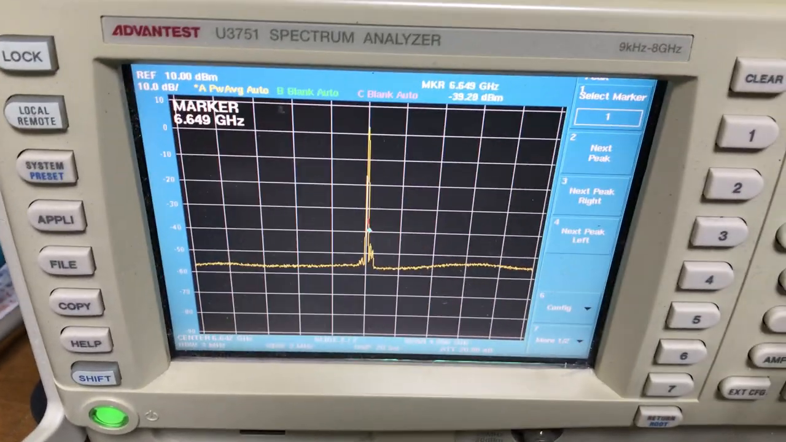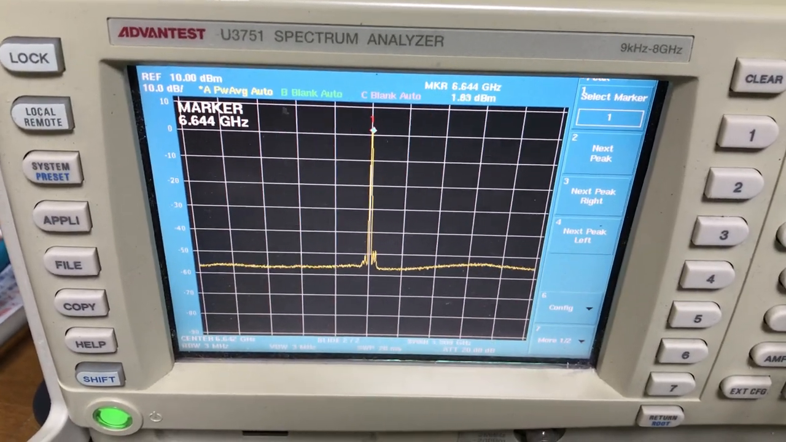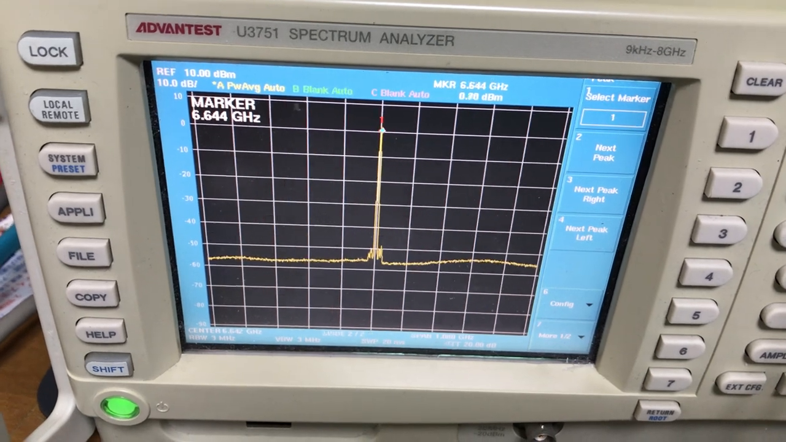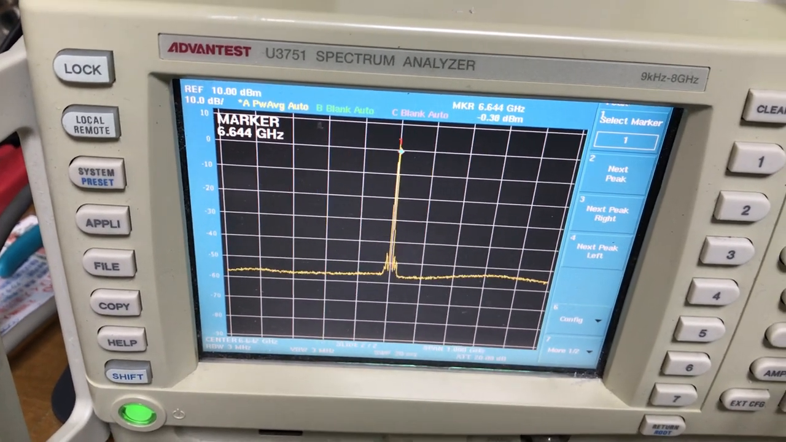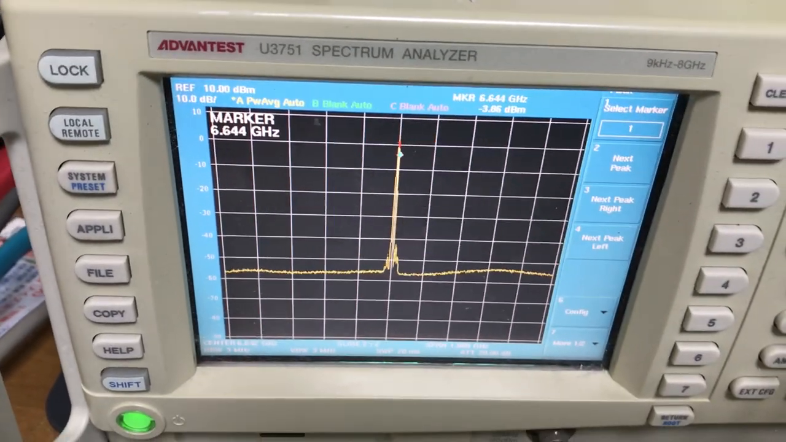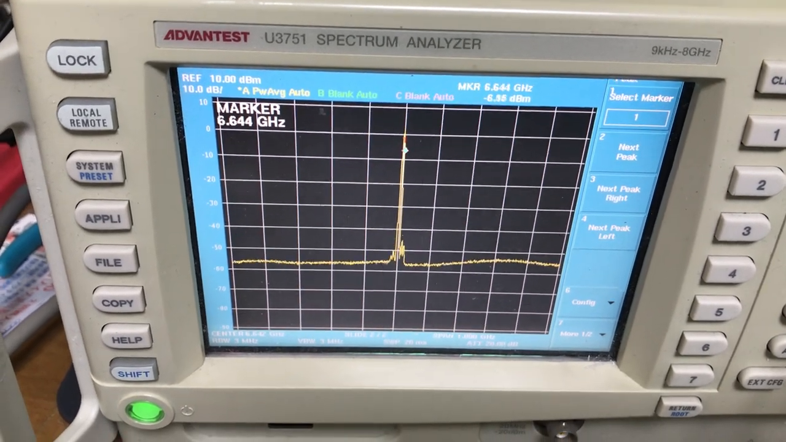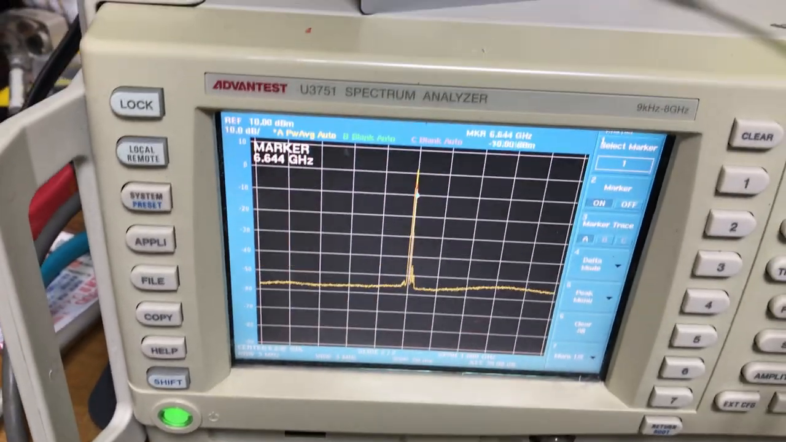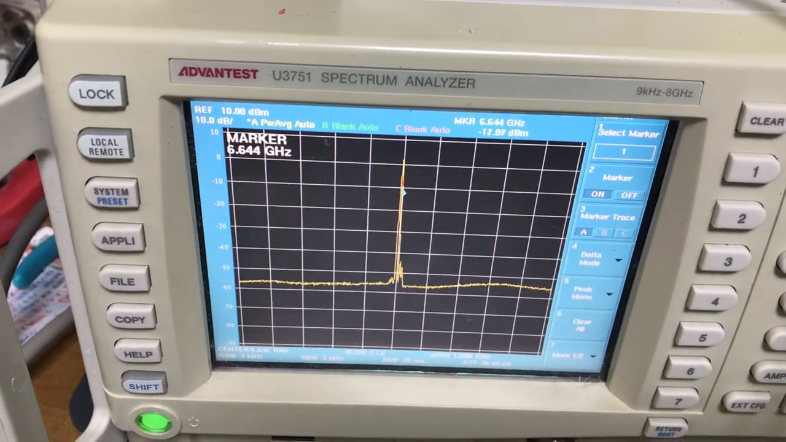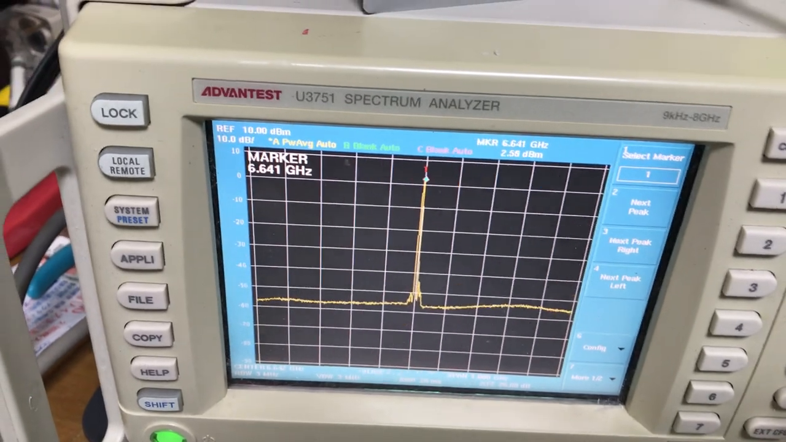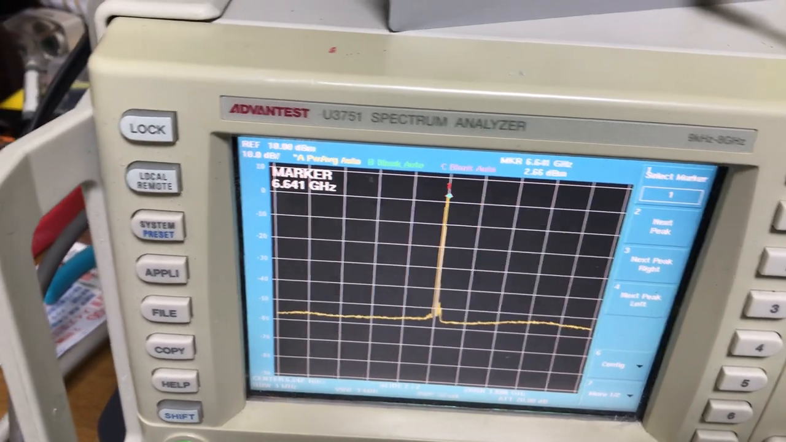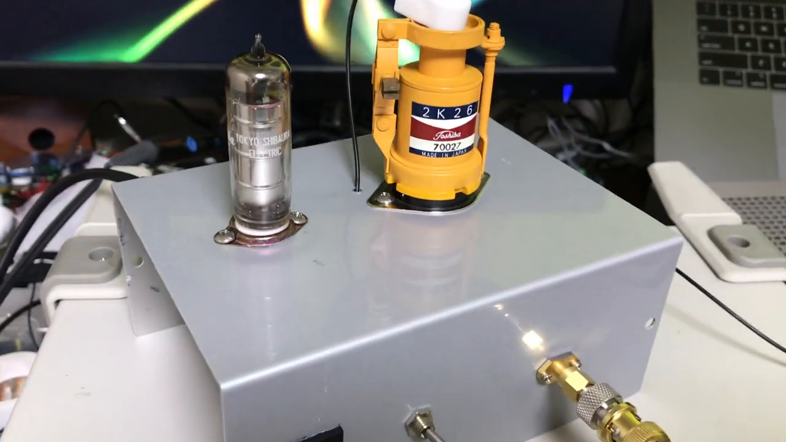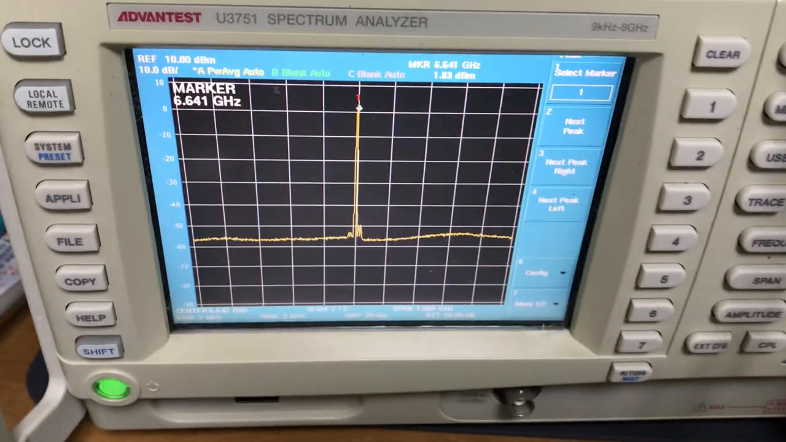But the output, through the loss, is around 2 dBm, a few milliwatt. And if I apply, for example, 300, it will go to 20 dBm, 100 milliwatt in theory. But you see it starts to oscillate at 6.641 gigahertz. Yeah, it is working. Yes, have fun.